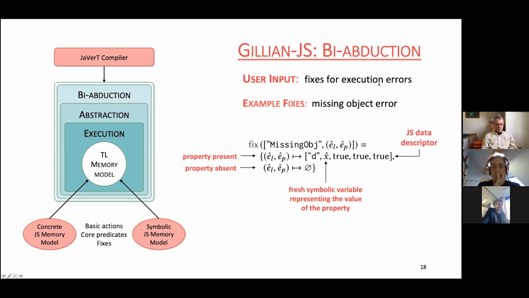For bi-abduction, we fix errors. So when we have a missing object, as described here, given the symbolic location and symbolic property, if it's missing, then it can be fixed in 2 ways. Either it has a value, in JavaScript this is a descriptor, and in the symbolic case, we have a symbolic variable for the value of the property, or the property is absent, and we're using this information to say that it's absent. So we can give these fixes and continue, and that's what the bi-abduction is doing.